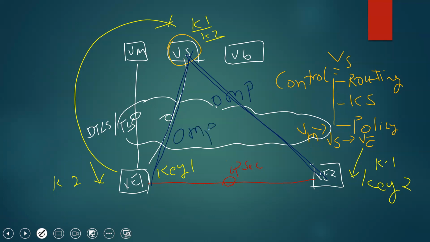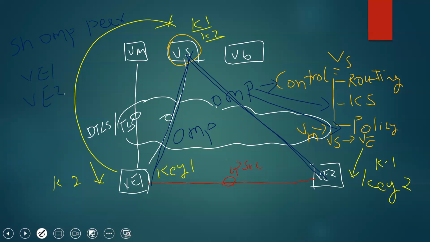Now, a characteristic of OMP: sometimes it is referred to as a lightweight BGP. This is the overlay protocol we have, Overlay Management Protocol, and within OMP all these things are happening: control exchange, key exchange, and policy exchange. Now the vEdge devices are OMP peers. So if I run show omp peer on the vSmart, it will show you that vEdge1 and vEdge2 are my OMP peers.